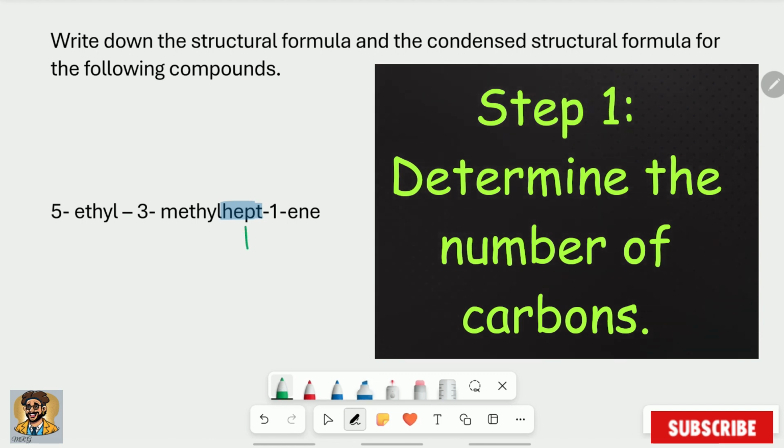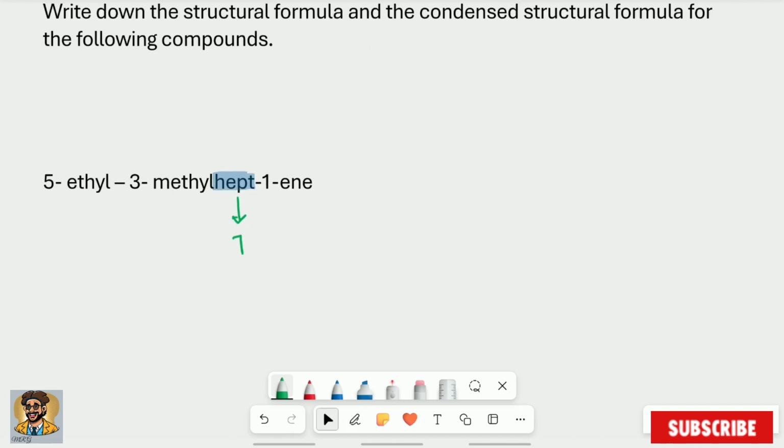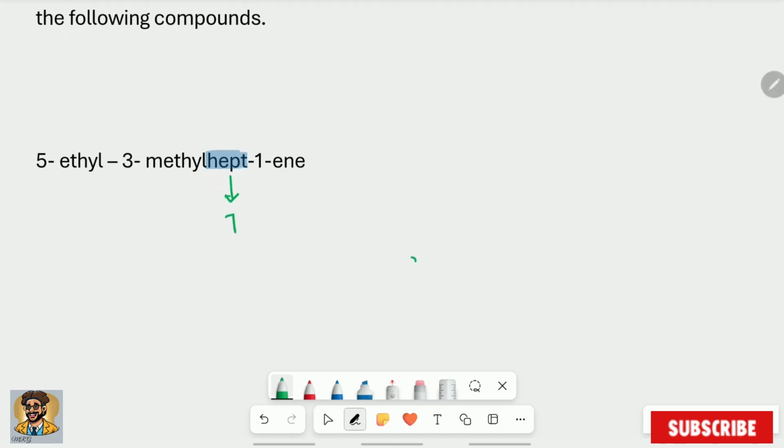That is hept. It means you have 7 carbons in the main chain. So I'm going to draw or represent 7 carbons in a straight line. Okay? So I'm coming here and I write 7. 1, 2, not bonds. I'm not going to write bonds because that is less. I'm going to just place the carbons. 1, 2, 3, 4, 5, 6, and 7.